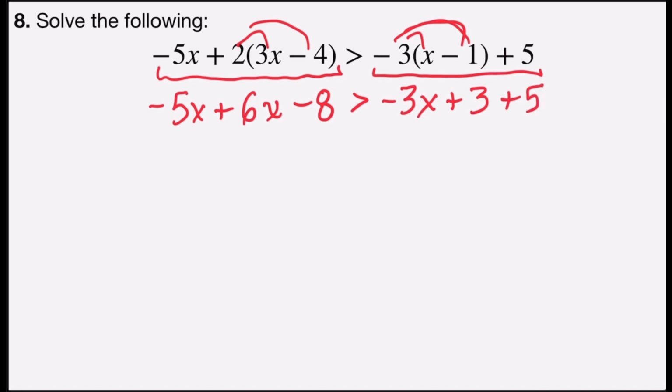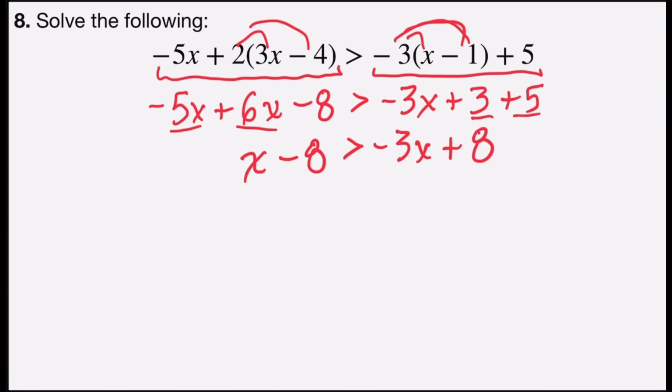I still have like terms to simplify, so negative 5x plus 6x is 1x, or just x minus 8 on the left side, and I have 3 plus 5 as like terms on the right side, and so I'll have negative 3x plus 8.